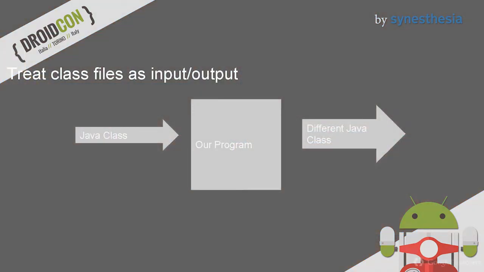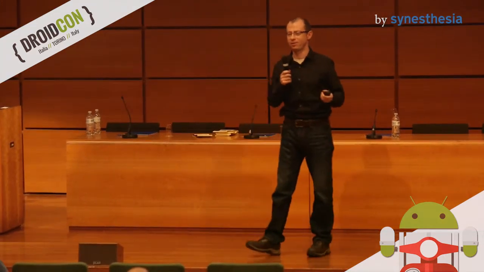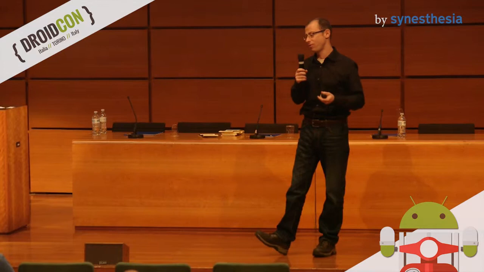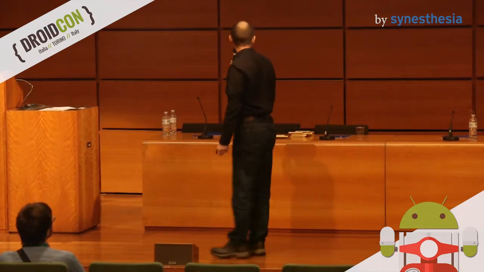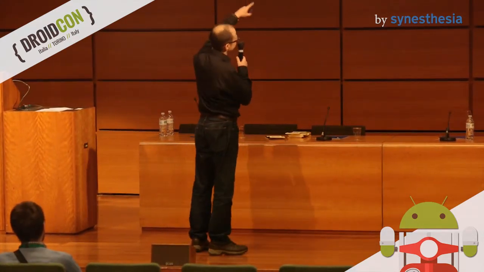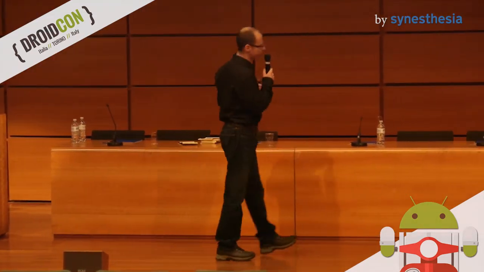Essentially, what we need to do is think about it on a slightly deeper level. If you recall, with JavaPoet we manipulated the Java sources. Now we are going to manipulate class files, which are the binary formats. And it's not as frightening as it sounds. So, we take a Java class, we write our own program, and the output will be a different Java class. Interesting.